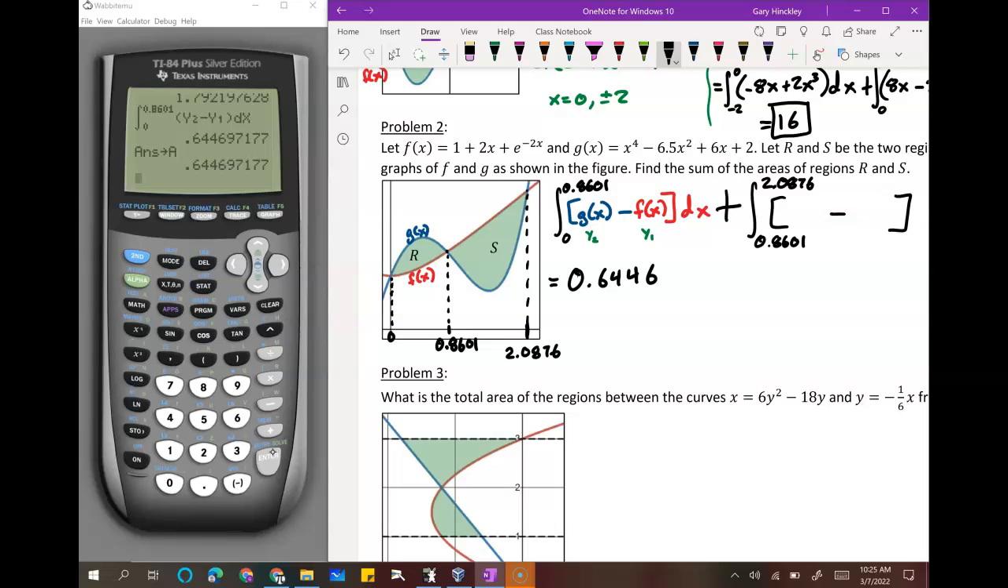And this time, F is on top, and G is on bottom. And again, on mine, I have G assigned as Y2. So this one's going to be Y1 minus Y2 for me. Okay, you have to pay attention to how you assigned yours. So I'm going to go ahead and do that here now.